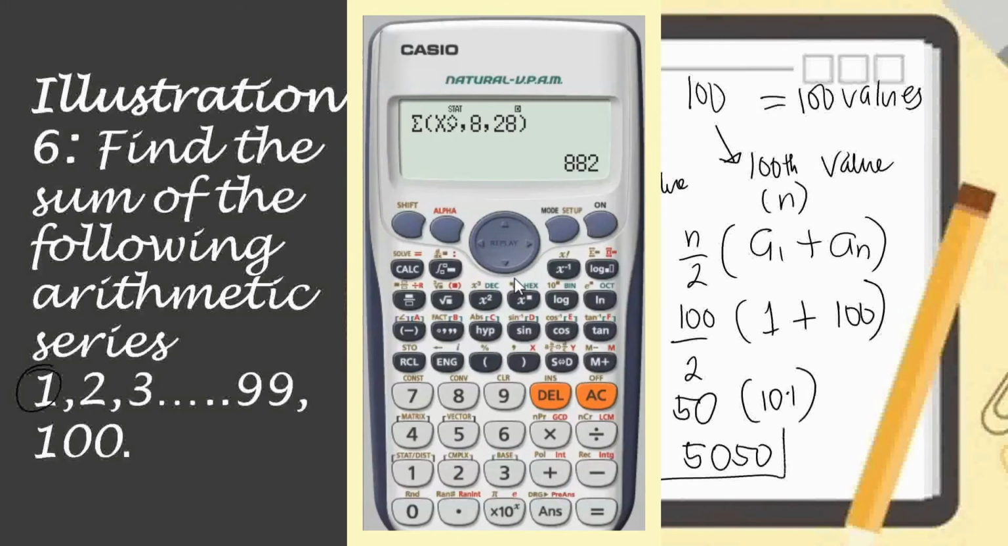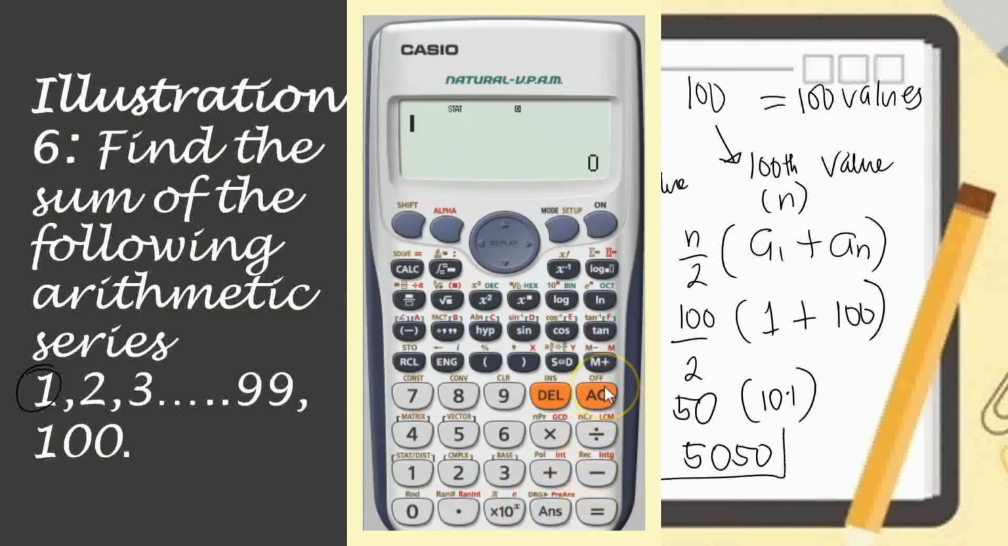So, next problem, find the sum of the following arithmetic series: 1, 2, 3, up to 99, up to 100. Same lang din dito. So, AC natin. And then, mode 3, 2. And then, yung first and second term. Kahit first and second lang naman yung ilagay natin dyan. So, 1 and 2. So, automatic yan. Alam ng calculator na meron siyang common difference na 1.